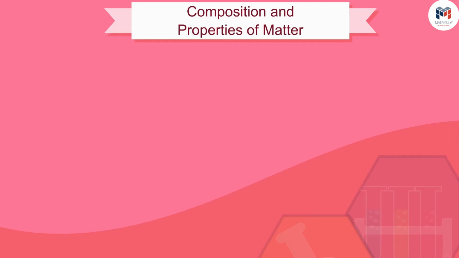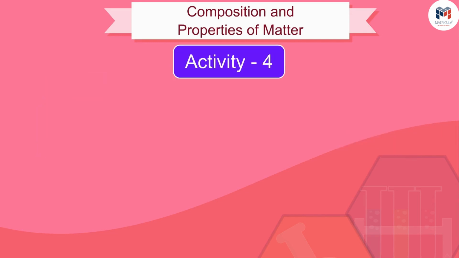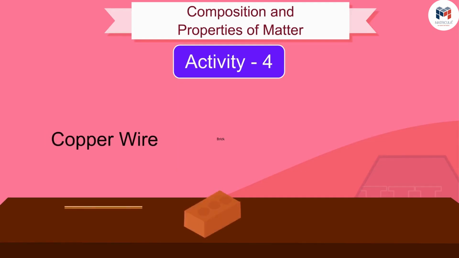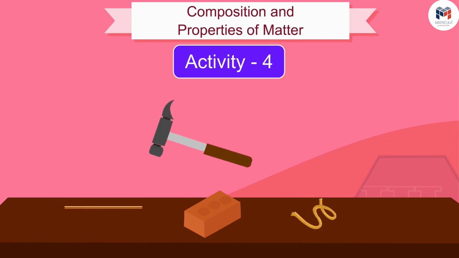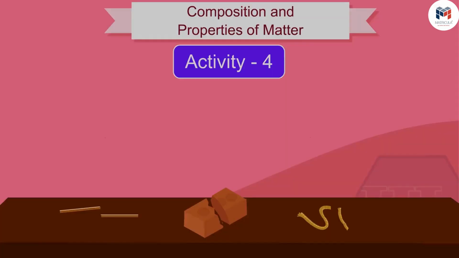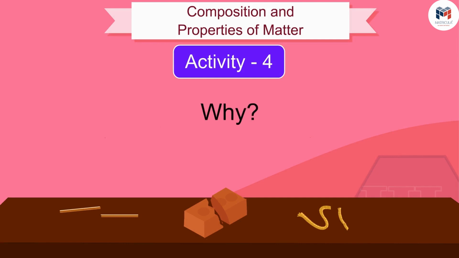Let us now discuss the last characteristic feature of particles. We will also try to understand it through an activity. Take a copper wire, a piece of brick, and a rope. Try to break them by hammering, cutting, or pulling them. Was it easy? No. But why?